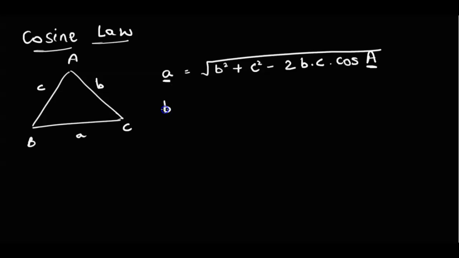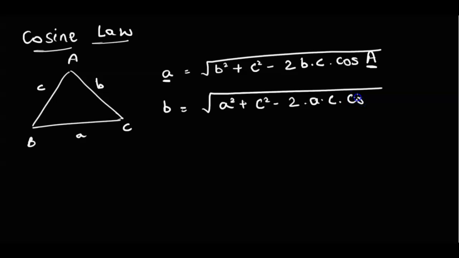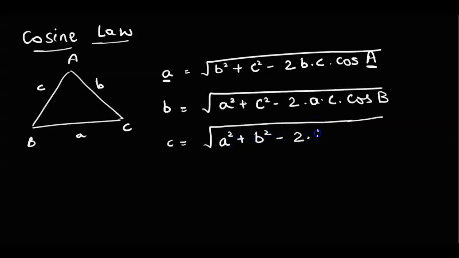If b is the unknown side we're looking for, then it's the square root of a squared plus c squared minus 2 times a times c times cos of angle B. And if we are looking for side c, then it is the square root of a squared plus b squared minus 2 times a times b times cos of angle C. So depending upon whichever side is unknown, we can use the formula accordingly. Cosine law can also be used to determine an unknown angle.